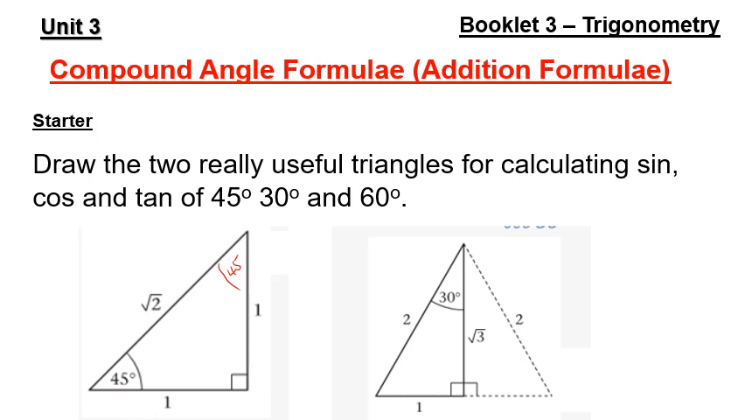The one on the right hand side started as an equilateral triangle with sides of 2, 2 and 2, which gives you those 60s in the corners. But then if we split it in half, it creates that 30, but more importantly, it creates a right angle triangle. So then you can do SOHCAHTOA.